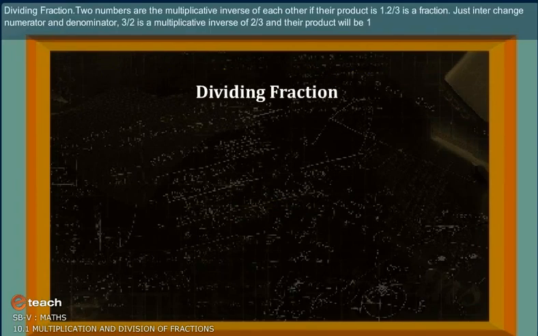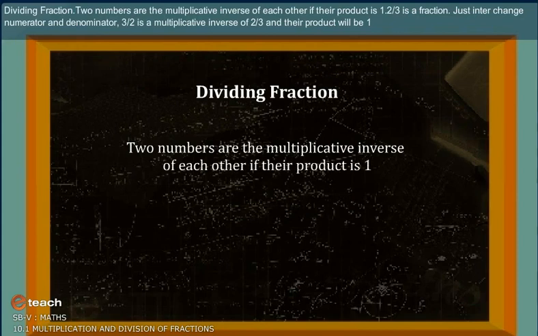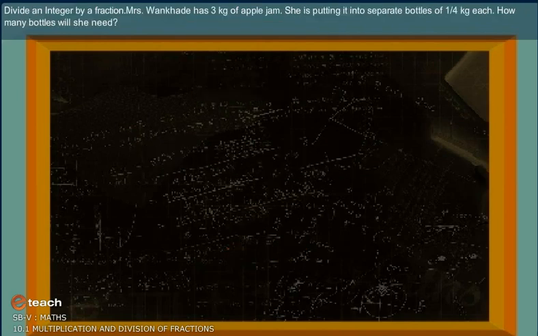Dividing fractions. Two numbers are the multiplicative inverse of each other if the product is 1. 2 by 3 is a fraction. Just interchange numerator and denominator. 3 by 2 is a multiplicative inverse of 2 by 3 and their product will be 1.